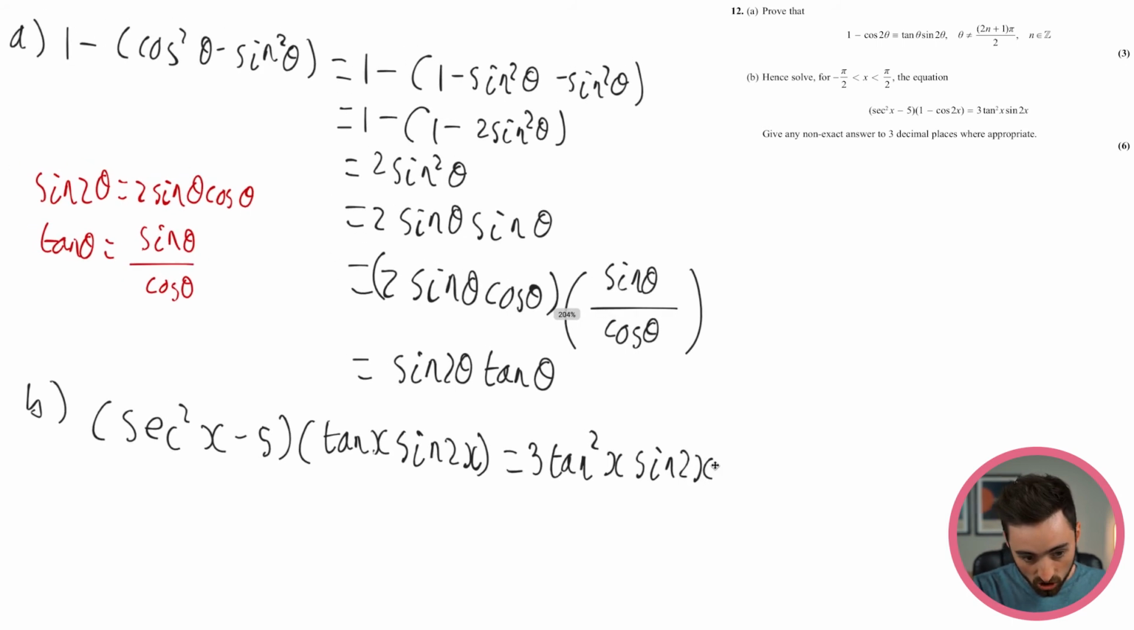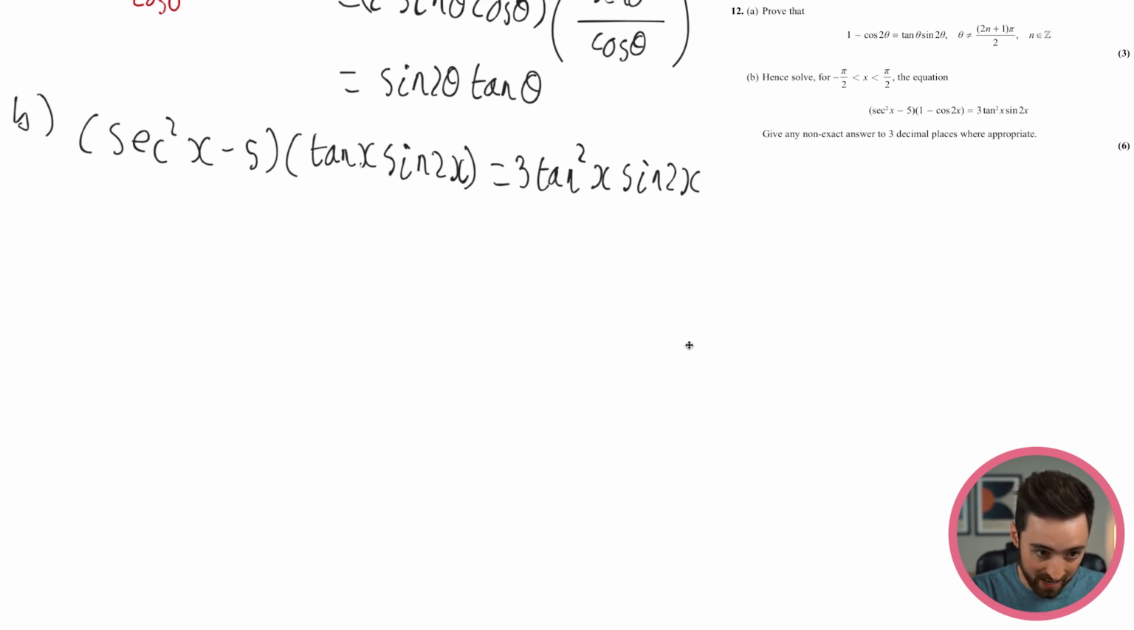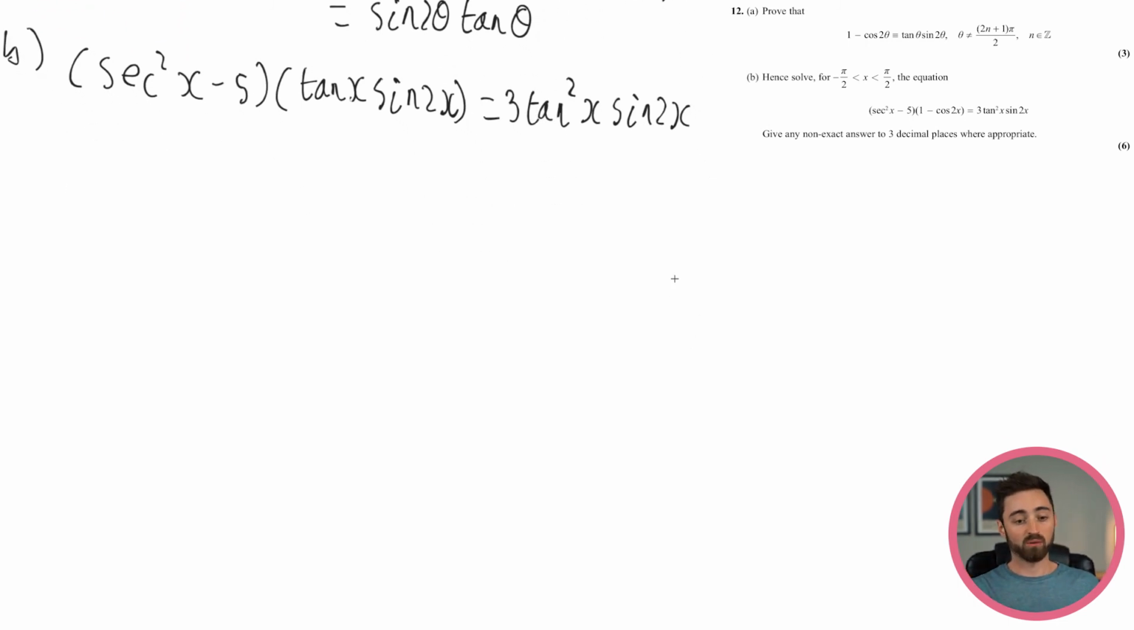Okay, quite a lot going on here. I can cancel some stuff, but we need to be careful. So I can cancel the tan out. I can also cancel the sine of 2x out. But I can't cancel them out without acknowledging the fact that these things equaling zero could be a solution of this equation. So tan x equals zero definitely solves this equation because the left-hand side will be zero and the right-hand side will be zero. And the same with sine of 2x. So here's what I can do.